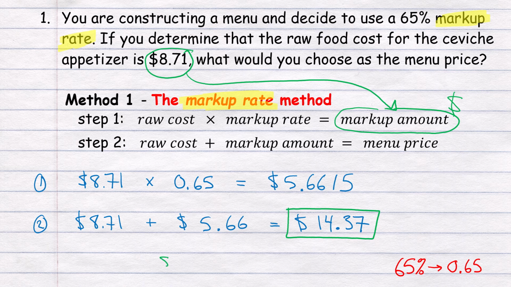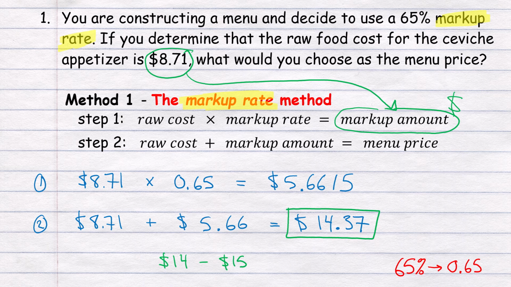Now, generally, you're not going to see a price like that on the menu. What you'll see on the menu is somewhere between $14 and $15. You might round it down to 14 even, round it up to 15 even, price it at $14.99 or $14.95, or some more commonly seen price.